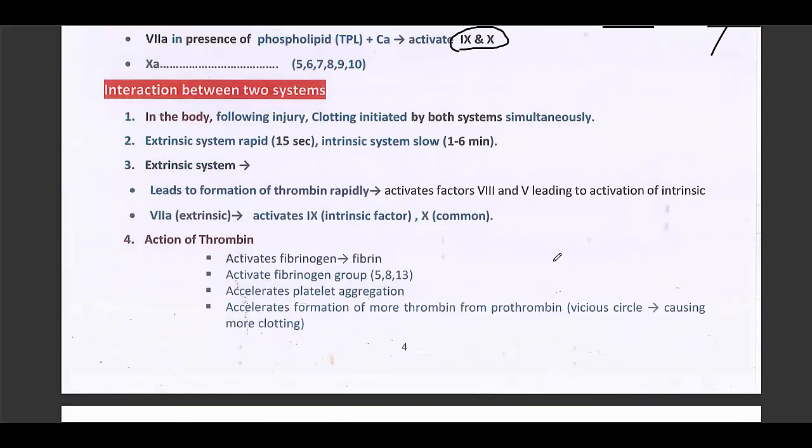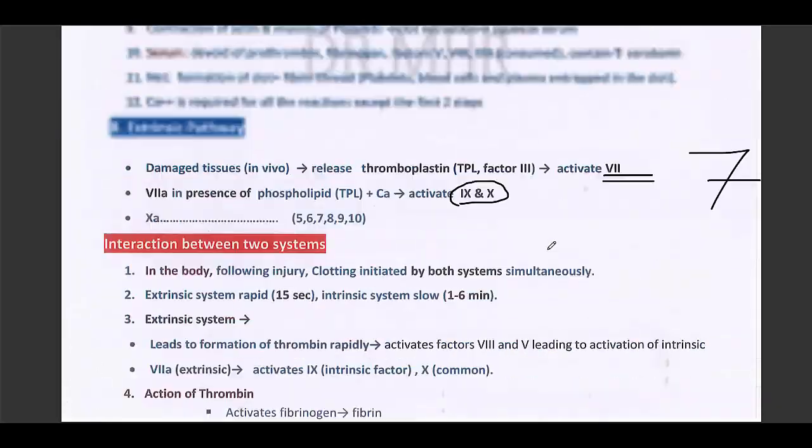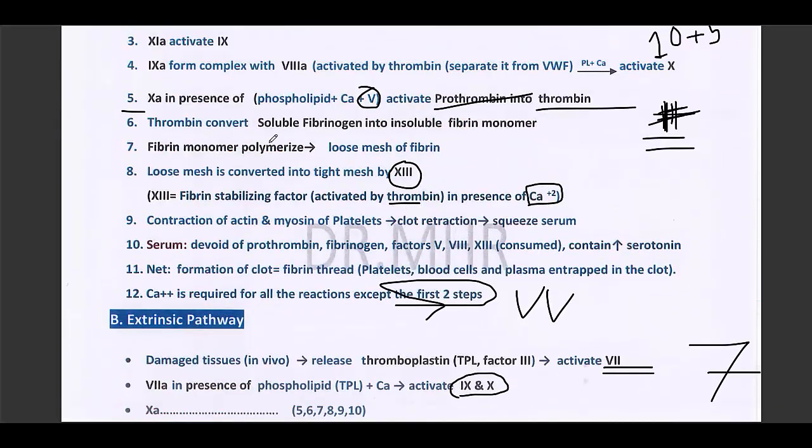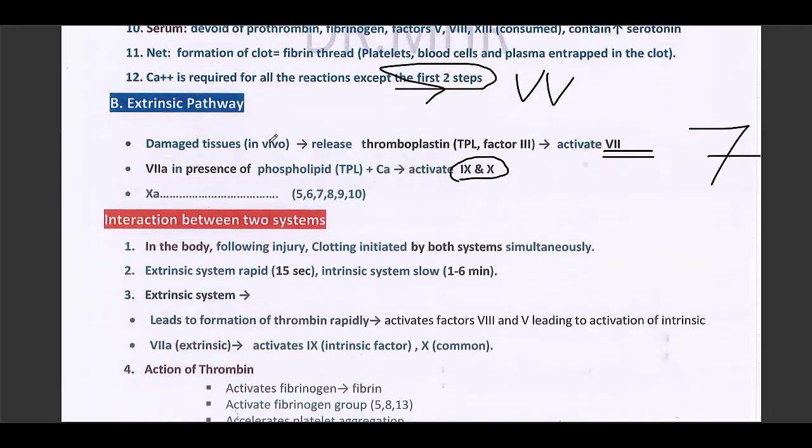Interaction between the two systems. In the body, following injury, clotting is initiated by both systems, the intrinsic pathway and the extrinsic pathway. The extrinsic system is rapid because there are no steps as in the intrinsic pathway. It takes just 15 seconds. But the intrinsic system is slow, taking 1 to 6 minutes.